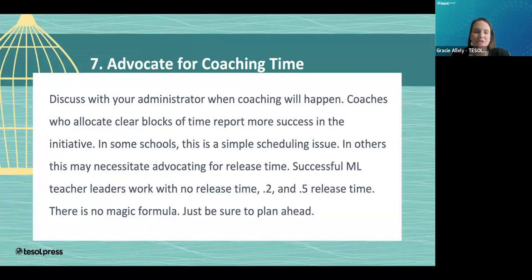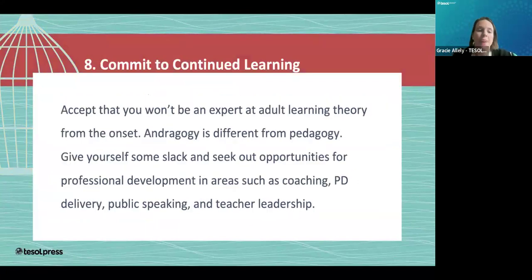And 7, advocate for coaching time. We encourage our SWEL coaches to discuss with their administrator when coaching will happen. Coaches who allocate clear blocks of time report more success in the initiative. In some schools, this is simply a scheduling issue. In others, this may necessitate advocating for release time. So it really depends. There's no magic formula, but this ties into the need to plan ahead and to work with administrators so that you are both on the same page and know what is going on moving forward.